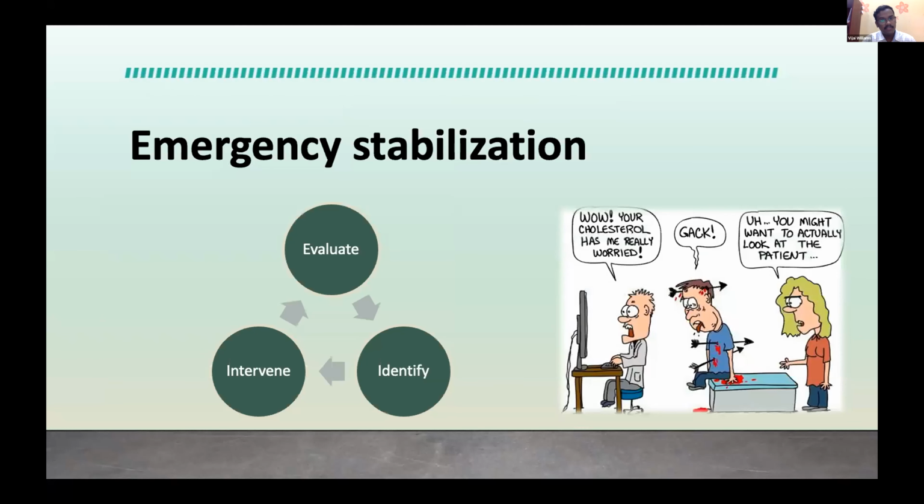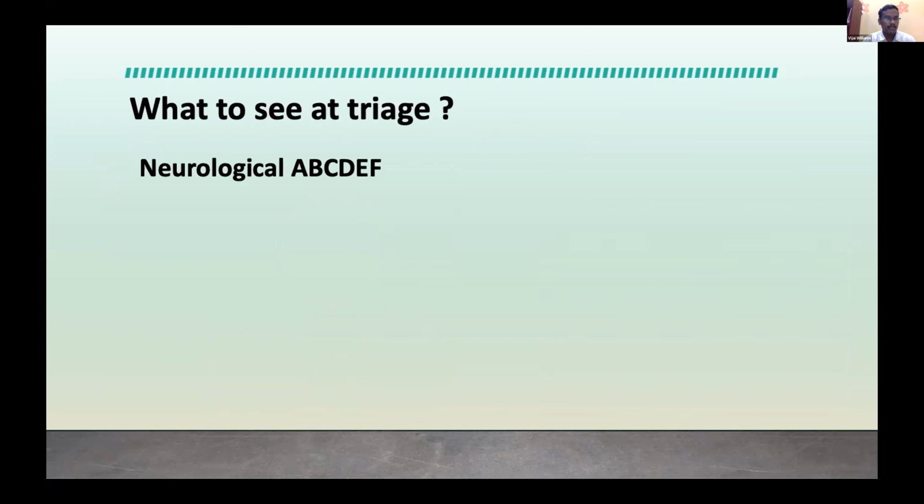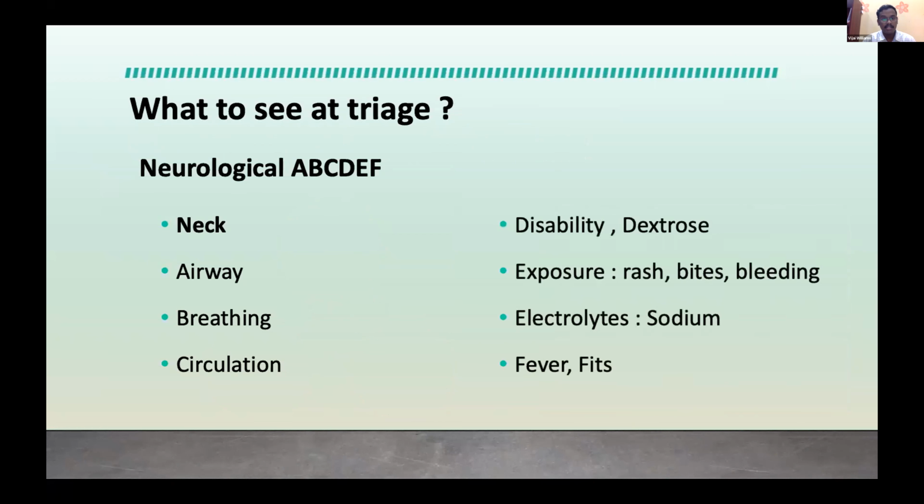So in an emergency, when such a child presents to us, as discussed by Dr. Balaji in his initial presentation, we need to evaluate, identify, and intervene, and then re-evaluate once we have intervened. What is more specific about neurological cases who present with coma? We need to quickly remember the neurological ABCDEF, which includes neck examination, airway, breathing and circulation, disability, especially dextrose monitoring, exposure wherein we need to check for rashes, bites and bleeding, and electrolytes, especially sodium, and also take a look at the fever and if the child had any seizures.